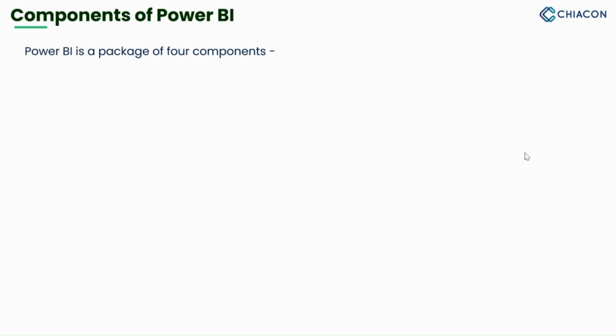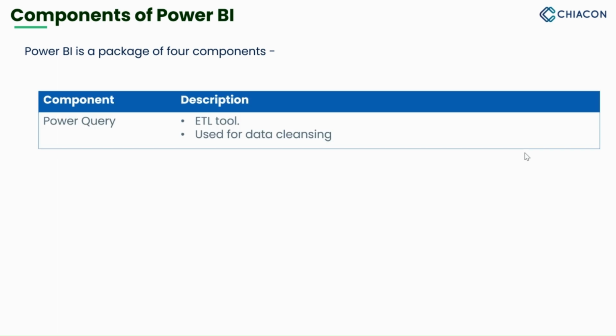Secondly, the components of Power BI. Power BI is a package of four components. First one is Power Query. Power Query is the ETL tool. ETL means extract, transform, and load. So basically, we extract the data from any of the data source, transform that data, and load the data into the Power BI. It is used for data cleansing. So when you have null records, blank values or empty values or any kind of uncleaned data, then Power Query is used for data cleansing.